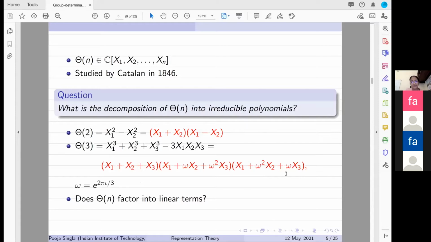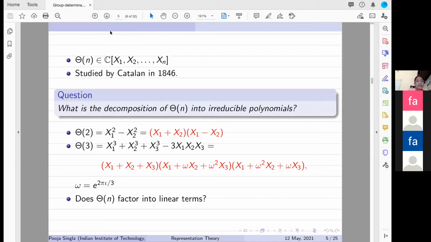So the question is, does theta n factor into linear terms? Theta n is a polynomial, and knowing its decomposition into irreducibles gives a lot more information about the polynomial. So the first question I'm interested in asking is, does theta n factor into linear terms, that is, degree 1 polynomials? For example, x1 plus x2 is a degree 1 polynomial in C[x1, x2, ..., xn].